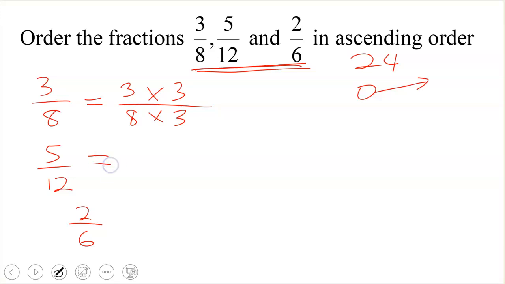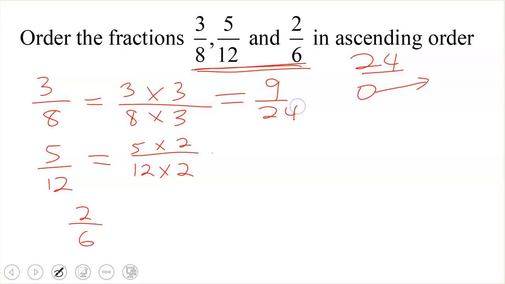But you first have to check the number that will make it get to the LCM. So here we have 5/12. What times 12 will give us 24? That is 2. Then I'll multiply the numerator by the same 2 as well. Of course, this one will give us 9 over 24, and this one will give us 10 over 24. Then the last one, again, we do 2/6.